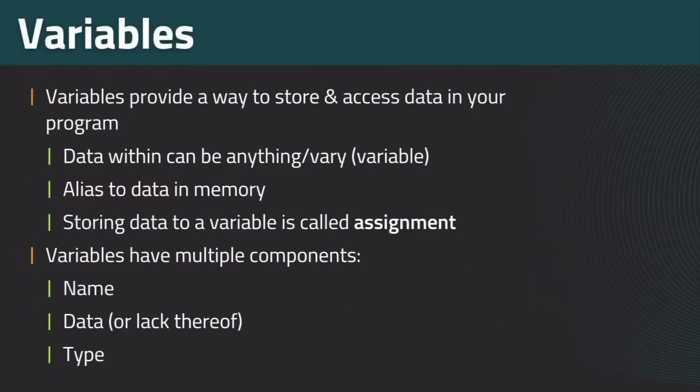So let's talk about what variables are first. Variables provide a way to store and access data in your program. The data within a variable can be anything, and it can vary, which is where it gets the name variable. Variables are simply an alias to some data in memory, and it makes it easier to access that data. When you store data into a variable, it's called assignment. So you'll be assigning data into variables. Variables have multiple components. We have the name of the variable, the data that's part of the variable or lack thereof, and a data type.